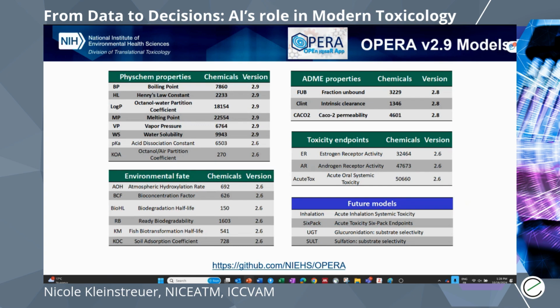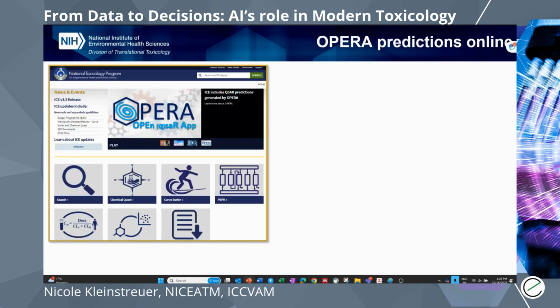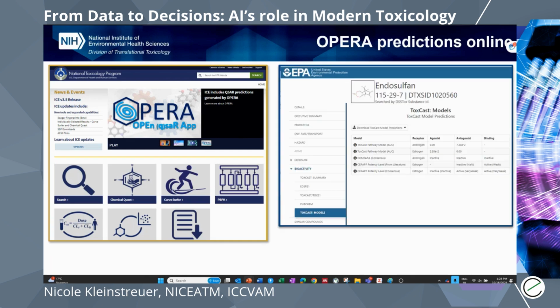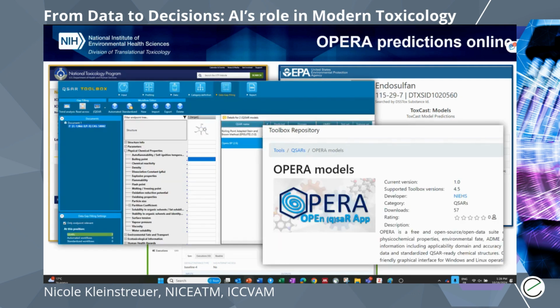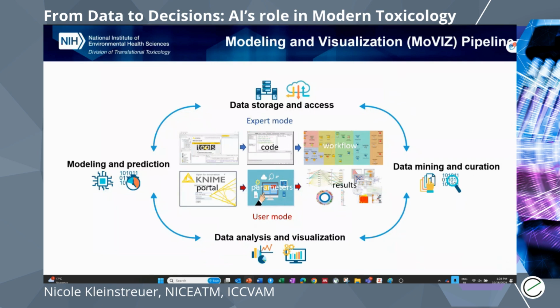It's available for download for standalone use, like behind a firewall on proprietary data through the NIEHS GitHub. But it's also available through ICE, which is NICEATM's integrated chemical environment. I'll talk to you about that more in a minute. Through the EPA CompTox Chemicals dashboard, through the Precision FDA platform, and most recently through the OECD's QSAR toolbox. So lots of different ways that you can access Opera.